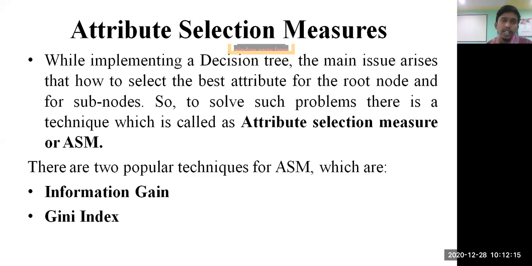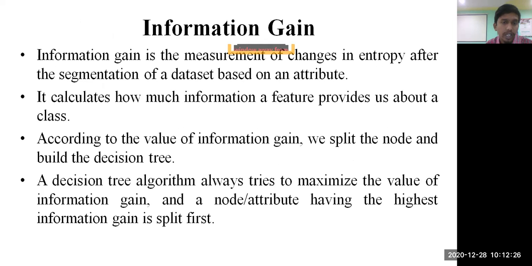So we need to understand that we have four important metrics or attribute selection measures which are used in a decision tree to make an effective decision. Okay, so let's try to understand what is this information gain concept, what is this Gini index, and what is the entropy in the decision tree. So information gain is the measurement of changes in entropy.